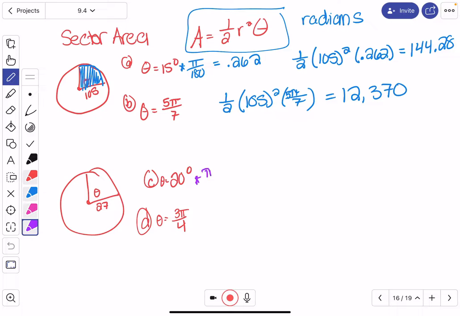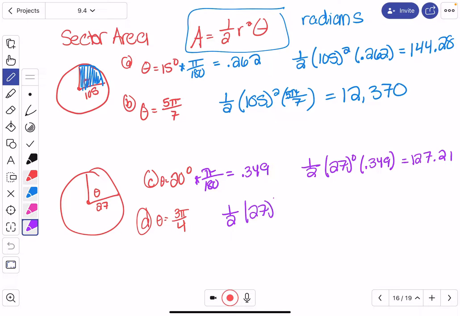So first we need to turn 20 into radians. Then we plug our radius and our measurement into the formula, and we get 127.21. Pi over 4 is already in radians, so we can just plug these in. And if we put that in the calculator, we get 858.83 for the area of that sector.